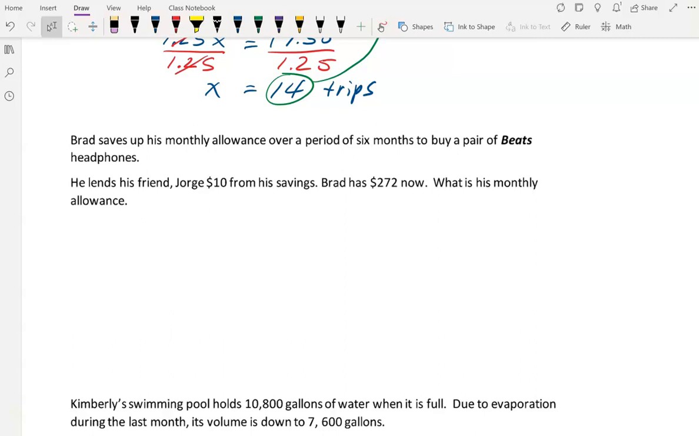He lends his friend George $10 from his savings. Brad now has $272. What is his monthly allowance?